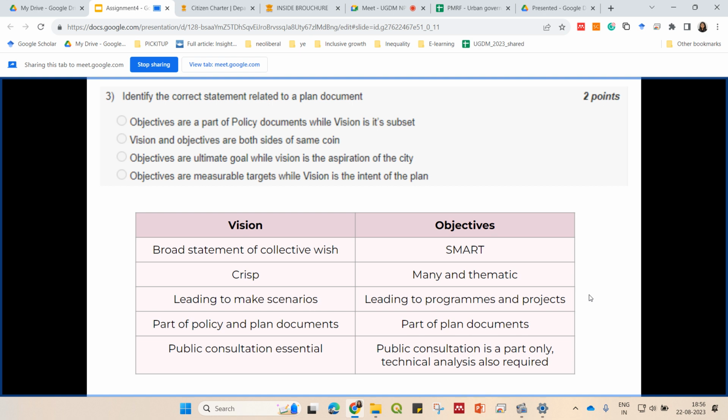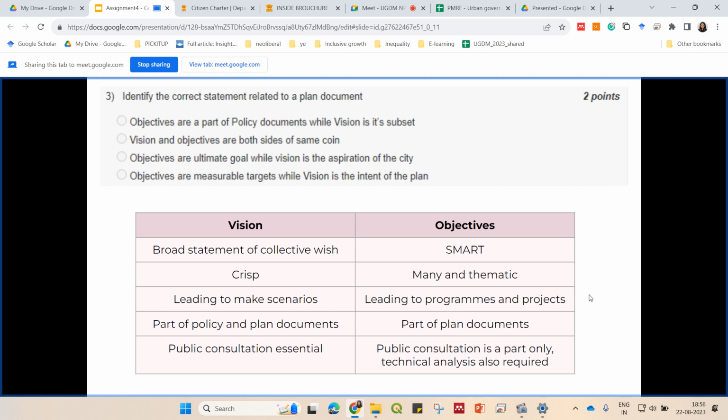So, summarizing, vision is a broad statement of collective wishes, while objective follows specific rules. So, the specific rules are it is specific, it is measurable, it is attainable, it is reasonable, and it is time bound. A vision is crisp and has one theme or one direction, while the objectives are multiple and they have multiple thematic areas.